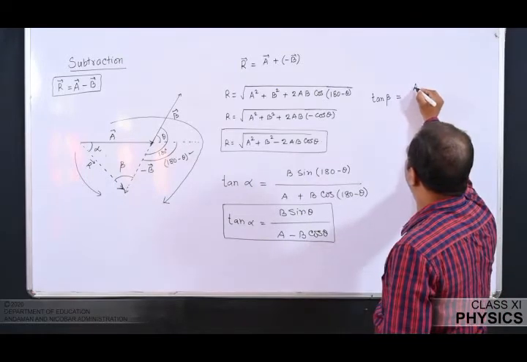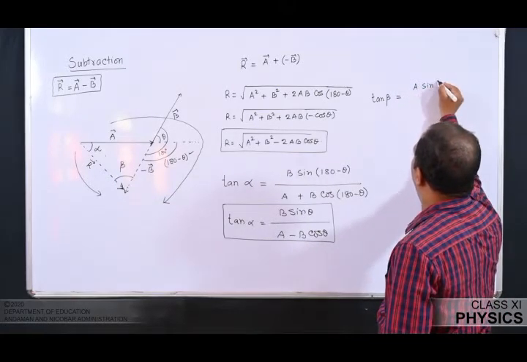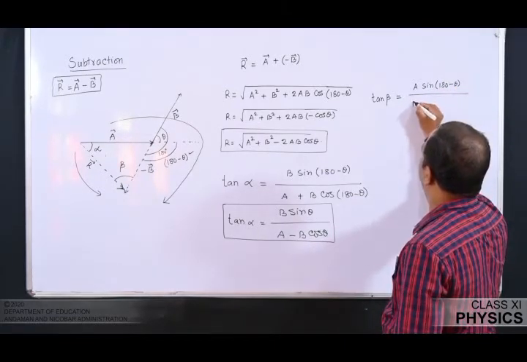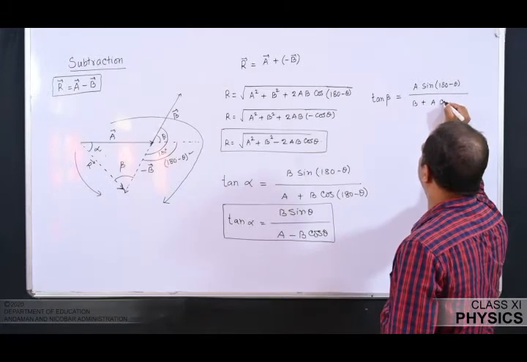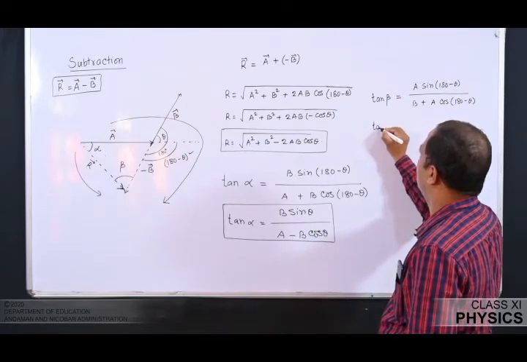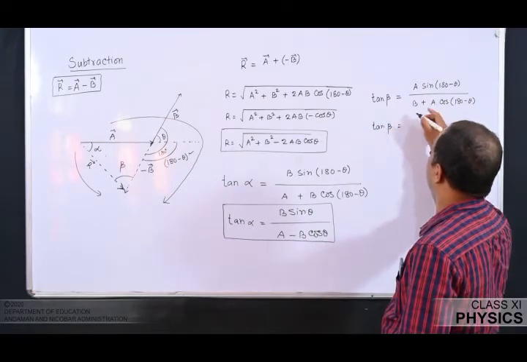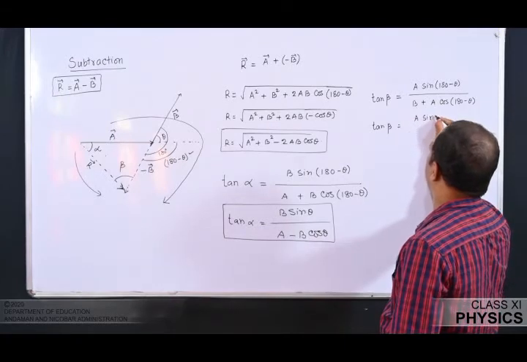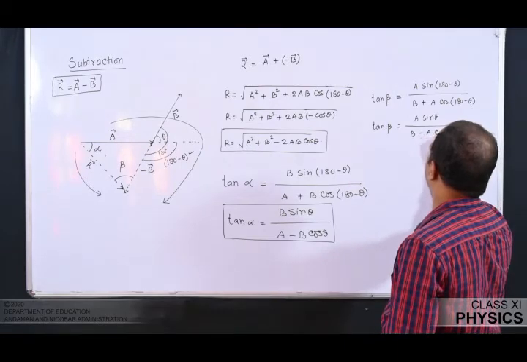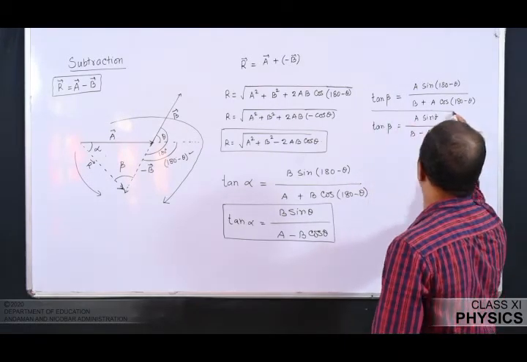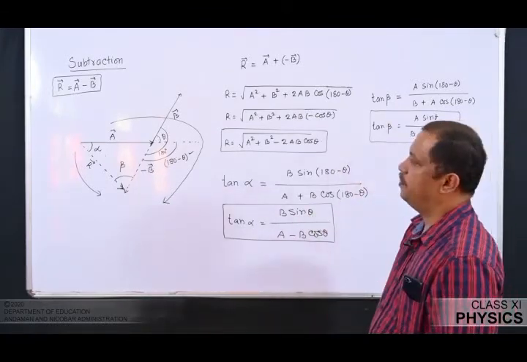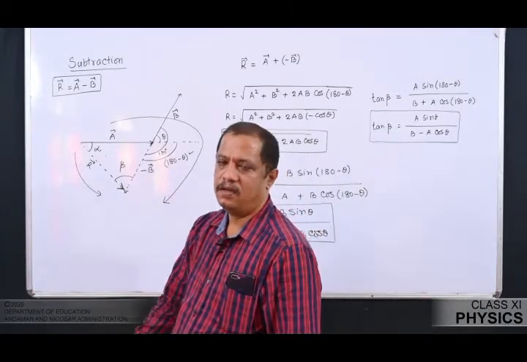So this will be a sine of the angle between two vectors, 180 minus theta, upon b plus a cosine of 180 minus theta. Finally I can write tan beta is equal to, sine will be positive, a sine theta upon b minus a cos theta. So this will be the expression. Now either you write this one or this one, we can represent the direction of the resultant vector.